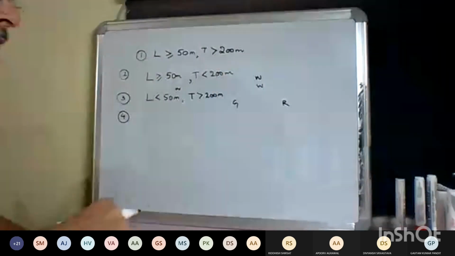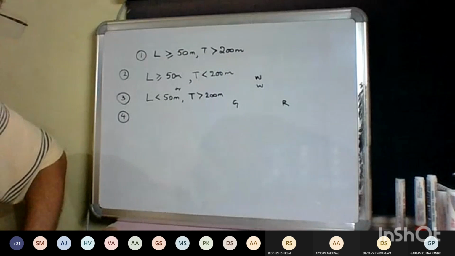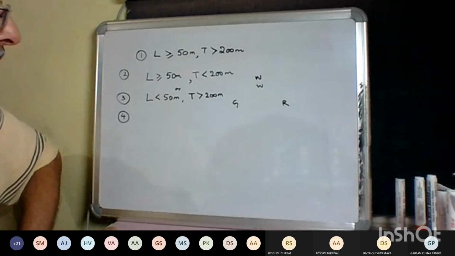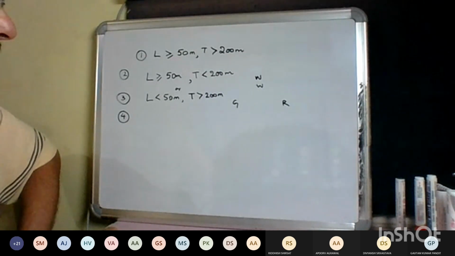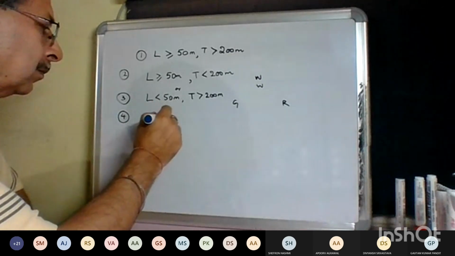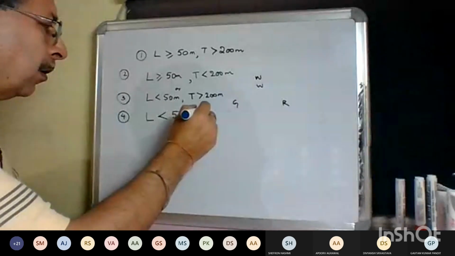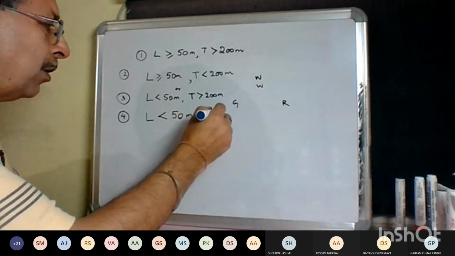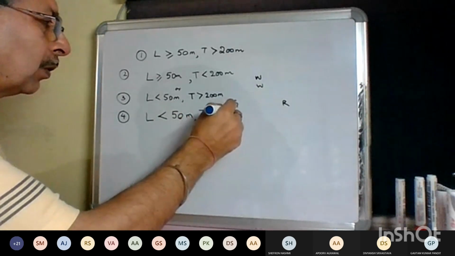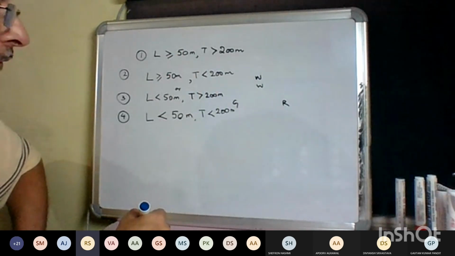एक और गायब कर दिया। अब ये क्या है? So less than 50 and less than 200. Less than 50, less than 200. सब मानते हैं इसको? Does everybody agree on this?